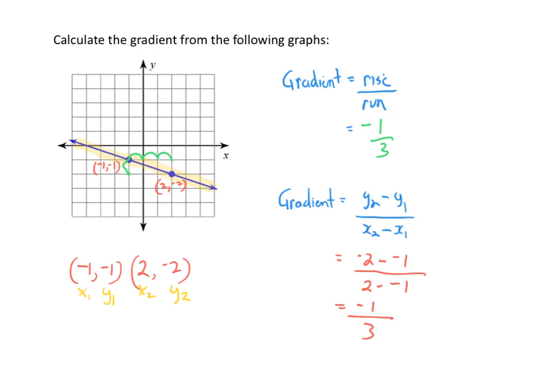So you notice that no matter which method I choose to calculate my gradient, I'm going to get the same answer. So the gradient of my line is -1 over 3.